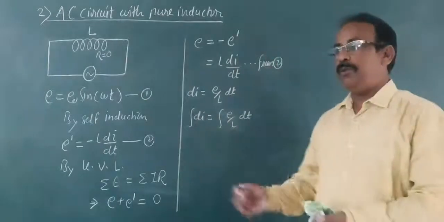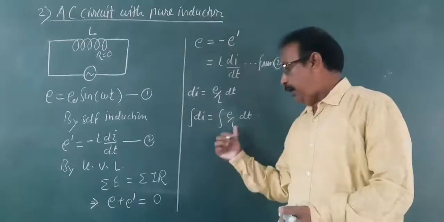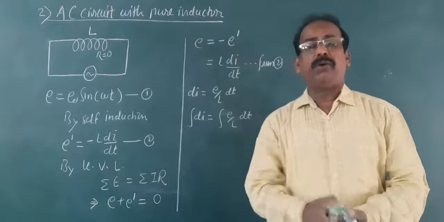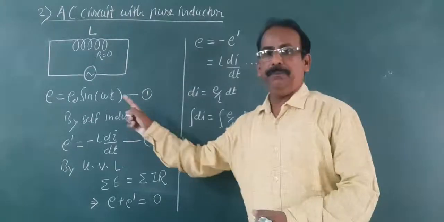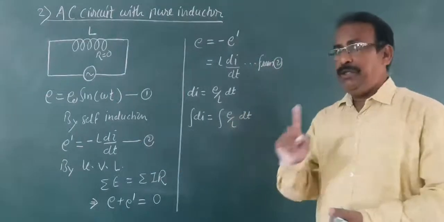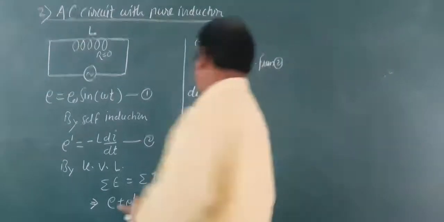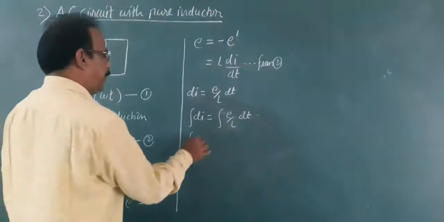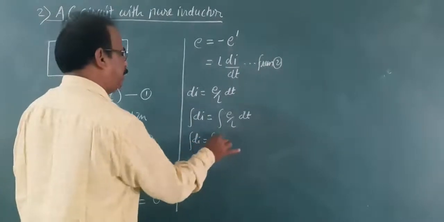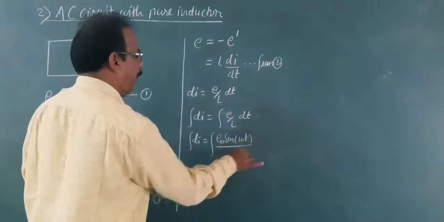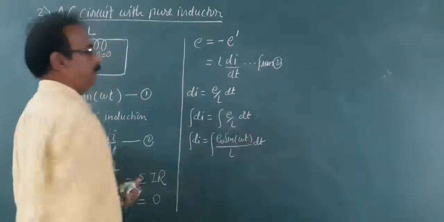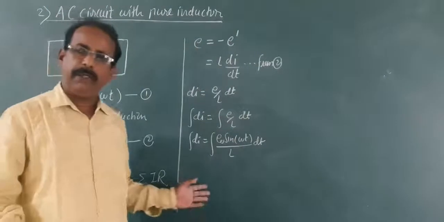Taking integration of both sides. L is constant, but E is not constant. It depends on time. Use here the instantaneous value of EMF. You get integration of dI equal to integration of E0 sine of omega t upon L dt. Now take integration.